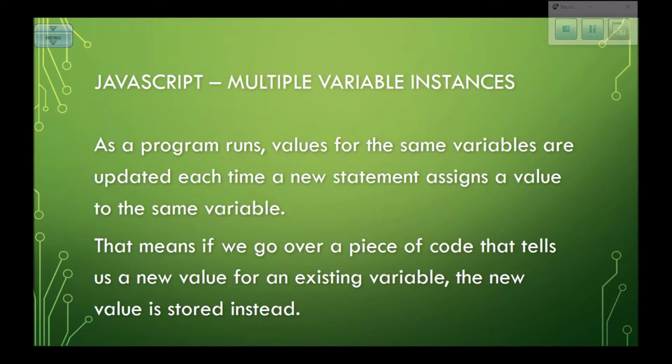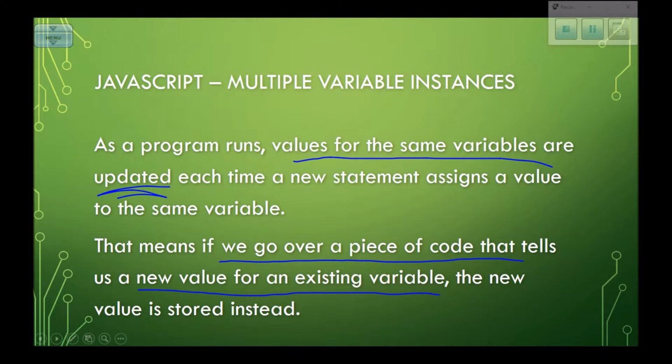Okay. It's worth noting, just because if you haven't programmed, this will seem odd perhaps. As a program runs, values for the variables are updated each time a new statement assigns a value to the same variable. That means if we go over a piece of code that tells us a new value for an existing variable, that new value is what's kept.